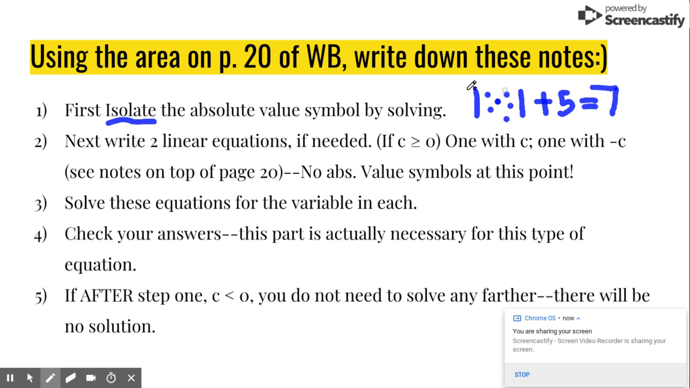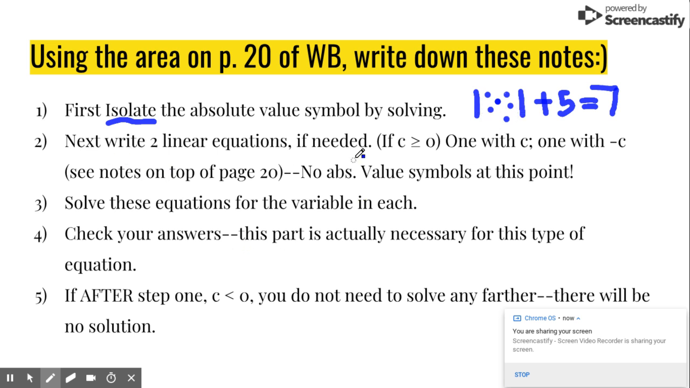So if you were trying to get this whole thing here by itself, you would obviously want to get rid of the plus 5. So you would subtract 5 from both sides. And that's what we mean by isolating the absolute value symbol. Whatever's inside here is treated as though it's just one big variable.